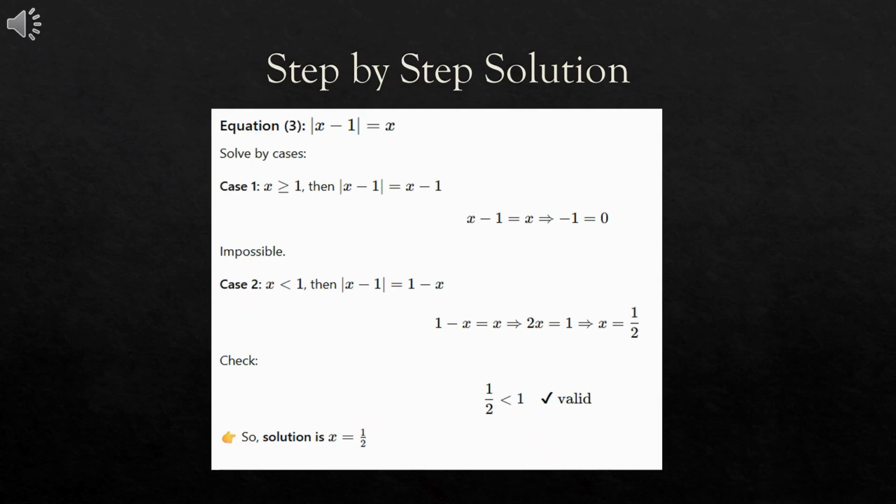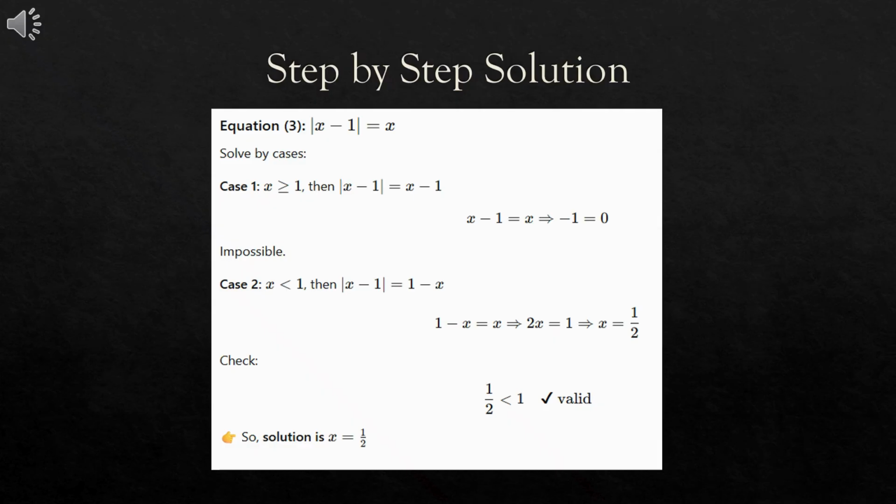Absolute value of x minus 1 is equal to x. To solve this, we consider two cases. Case 1, when x is greater than or equal to 1. Then, x minus 1 is equal to x. Subtract x from both sides. Negative 1 is equal to 0. This is not possible, so there is no solution in this case.